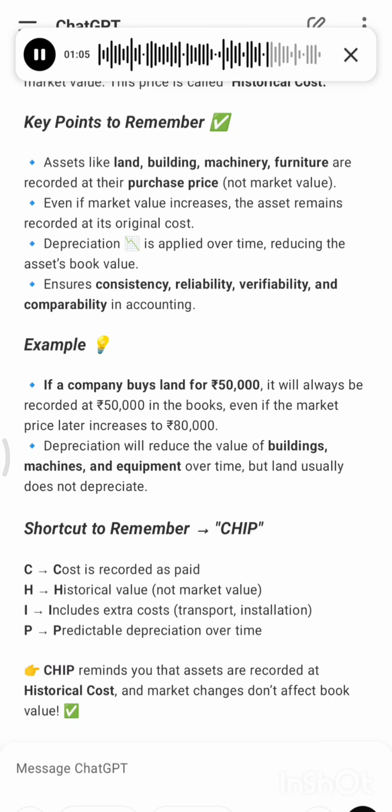Shortcut to remember, CHIP. C: Cost is recorded as paid. H: Historical value, not market value. I: Includes extra costs, transport, installation. P: Predictable depreciation over time.